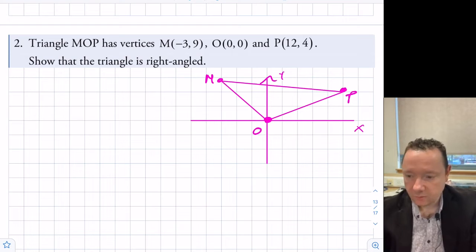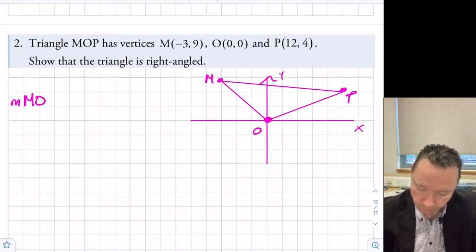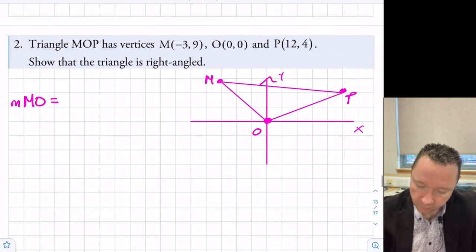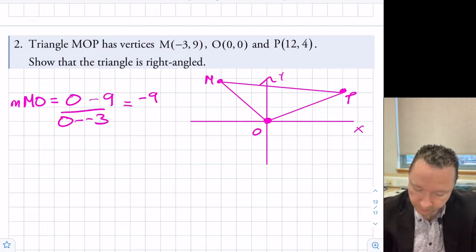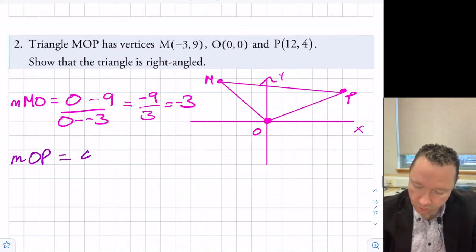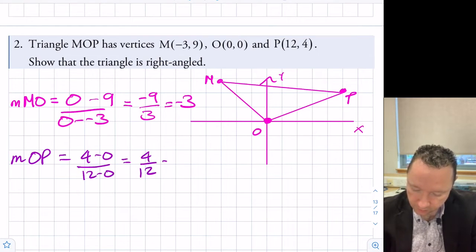So let's check the gradient of MO. Gradient of MO is 0 minus 9 over 0 minus minus 3. That's minus 9 over 3, which is minus 3. So we've got our first gradient. Let's check the gradient now of OP. So O to P, that's going to be 4 minus 0 over 12 minus 0. That's 4 twelfths. We'll simplify that to 1/3. And just to be on the safe side, let's check our last gradient. The gradient from M to P.